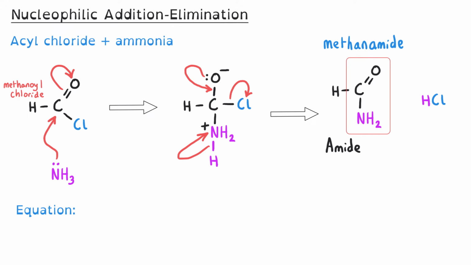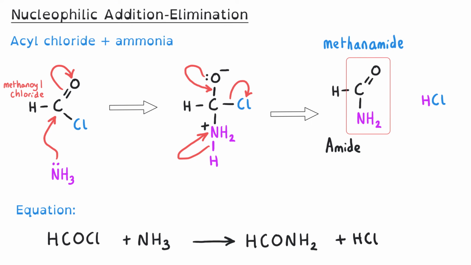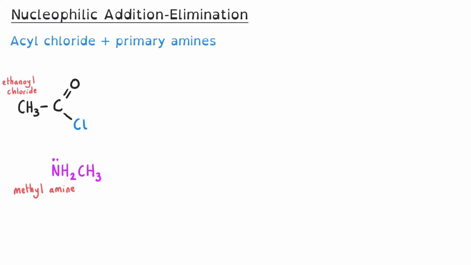And we can use an equation to represent this reaction as well as a mechanism. And so this is the structural formula of methanoyl chloride, and it's reacting with ammonia, and we produce our methanamide, and the HCl is eliminated, and we would observe misty fumes. And with acyl chlorides, the second product is always HCl, so we would always observe these misty fumes of the toxic HCl gas.